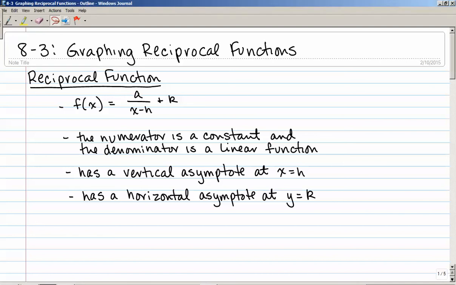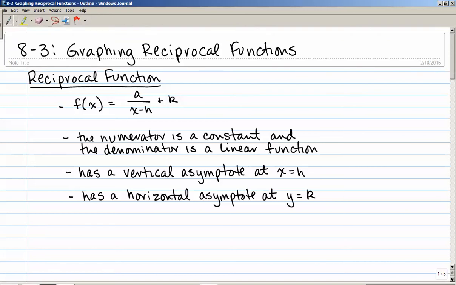Section 8.3 is on graphing reciprocal functions. The parent graph of the reciprocal function is f of x equals a over x minus h plus k, where the numerator is a constant, so it's going to be just a plain number, and the denominator is a linear function. It's going to have just an x, not an x squared or an x cubed. And then there's a k added on the end.